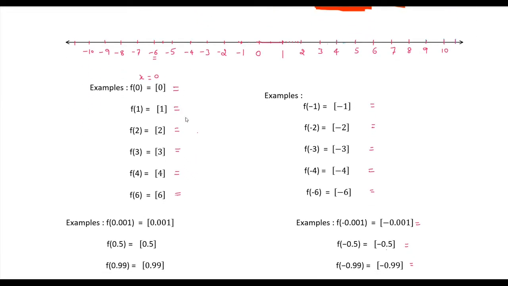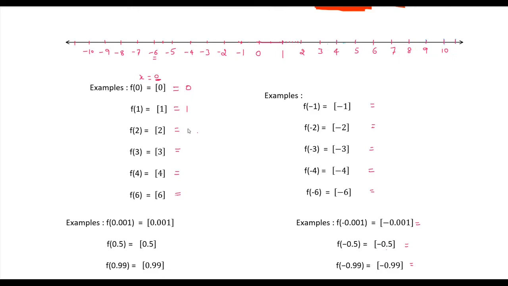Now let us check this for positive and negative integral values. Whenever x is 0, that is f of 0, greatest integer of 0 will be 0 itself. That is greatest integer less than or equal to; the equality comes into picture here. There are infinite integers less than 0, but if x itself is an integer, like 0, 1, 2, 3, 4, then the greatest integer less than or equal to x is x itself. Greatest integer function assumes the x value itself whenever x is an integer.